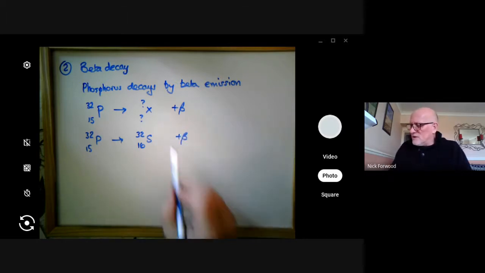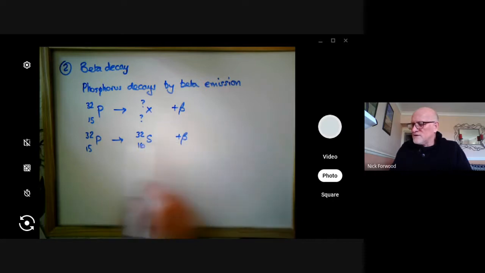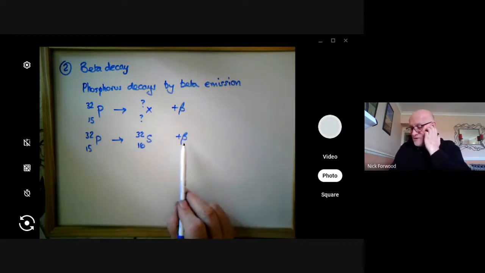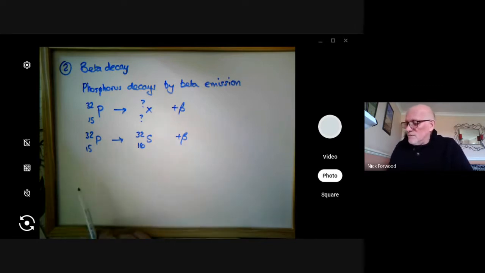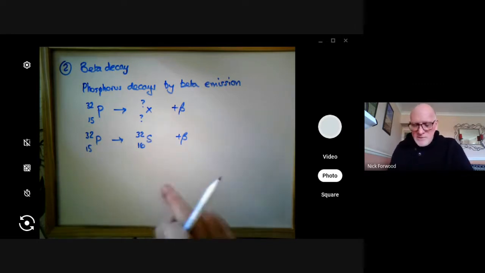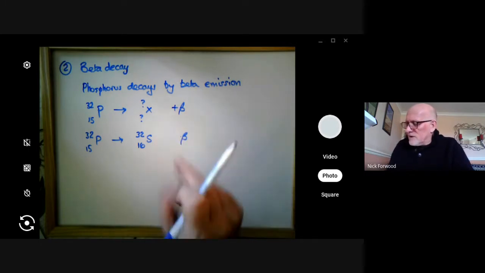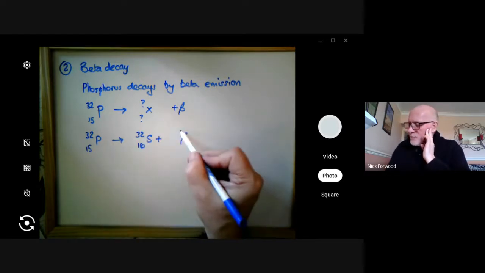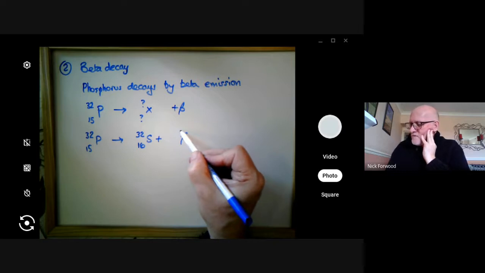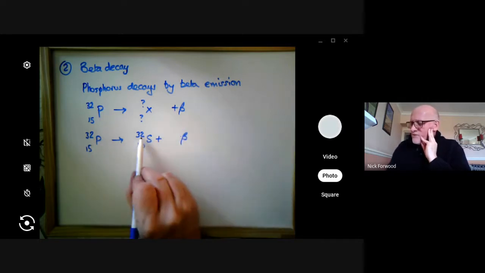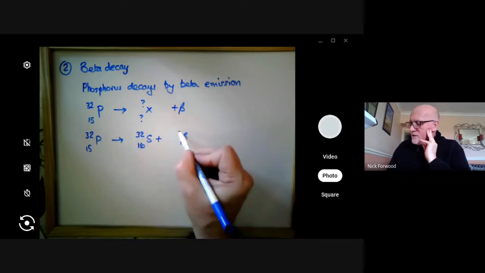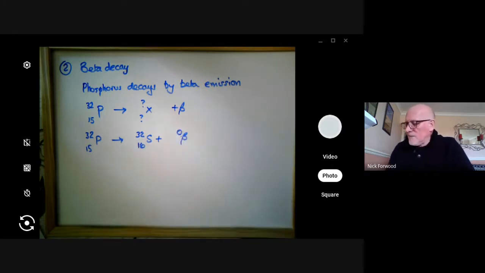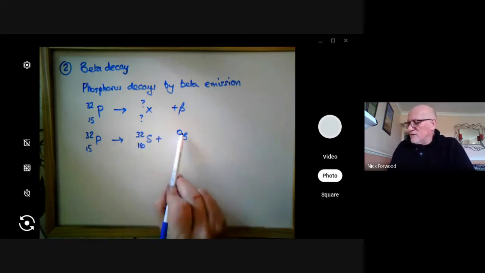Now, this isn't quite right because I don't have any information here that balances up these numbers. So although I've put beta there, which is okay, the numbers don't seem to balance up like we had before. So I'm going to have to make some changes here. What does the mass number of a beta particle have to be so that I've got 32 on the left and 32 on the right? Well, I've got 32 on the right already, so this must be 0. It's 32 there, and 32 and 0 still makes 32.